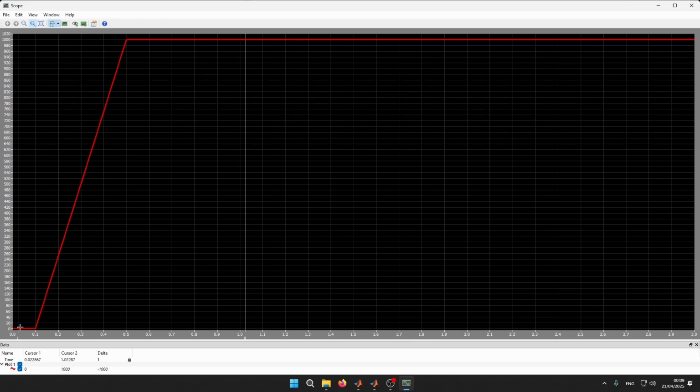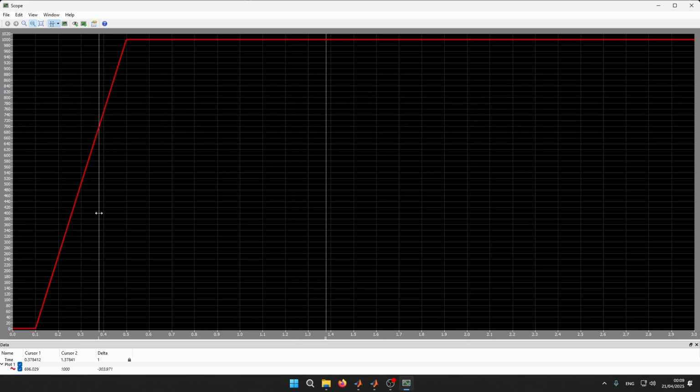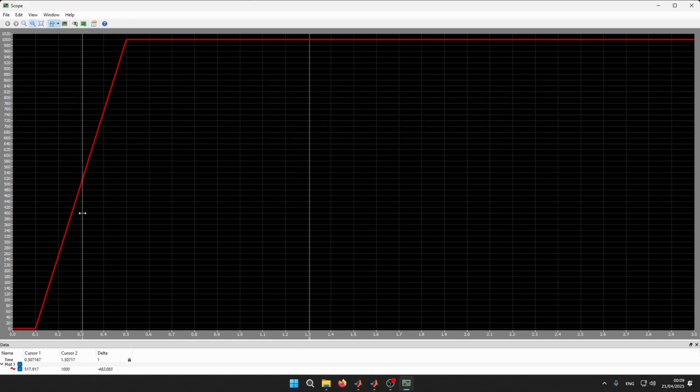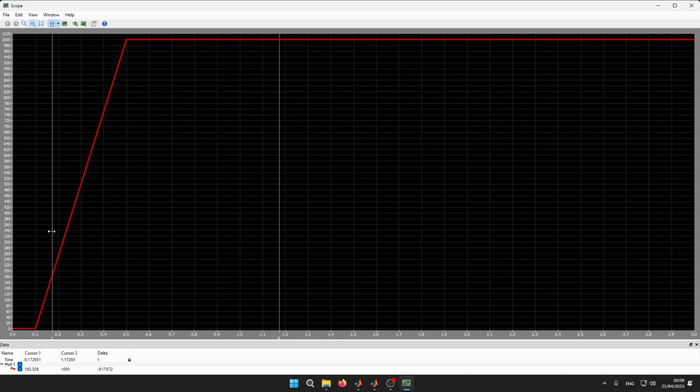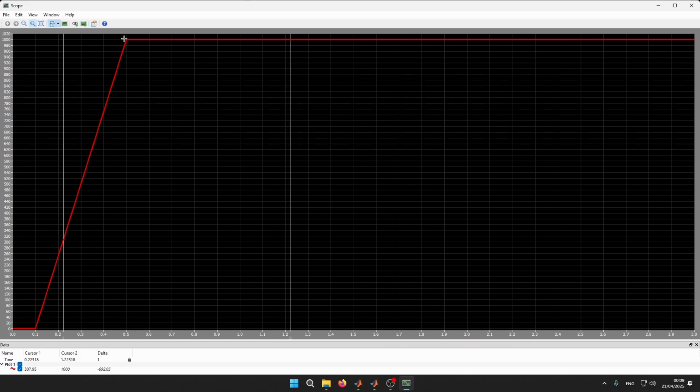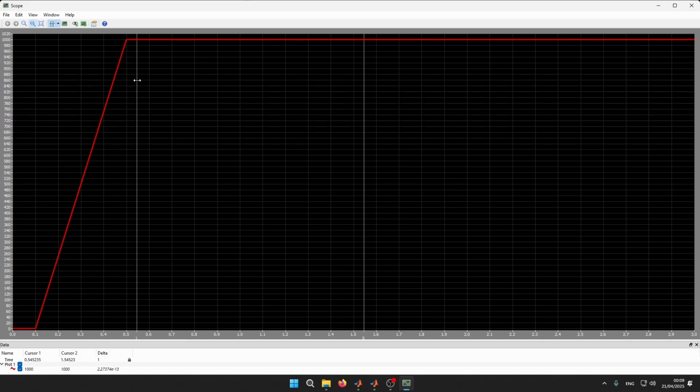At the beginning, I specified the ramp start is 0.1 second. After this specified time, there should be an increase of current, 2500 amperes per second. It's here. And after it reaches that steady state, it should be at 1000 amperes, which we see here.